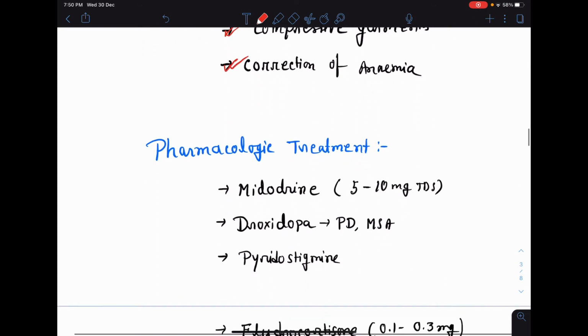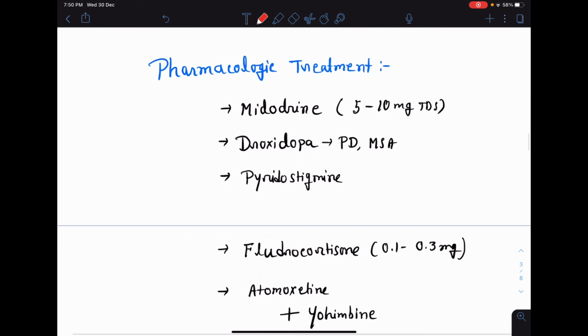Coming to the pharmacological management of orthostatic hypotension, there are a few drugs which can be used for symptomatic relief. One of them is midodrine, which is a very important drug. It is an alpha 1 agonist. Dosing of midodrine can be 5 to 10 milligrams 3 times a day.